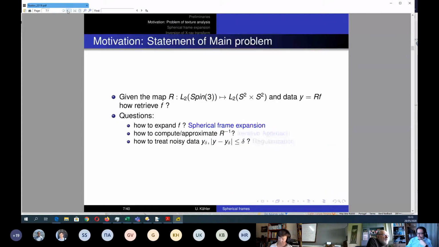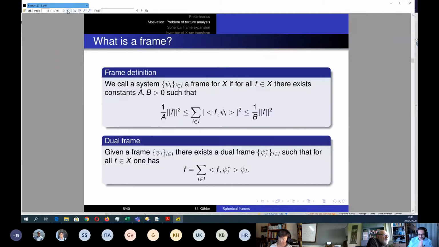And the answer to that is something which in mathematics is known for quite a while and has been used for quite a while, but is still not so well known. Basically, a frame is a system, usually overdetermined, such that if you take the norms of the functions, the inner products between f and the frame are equivalent to the norm of the function. So they, in a certain sense, preserve the norm.